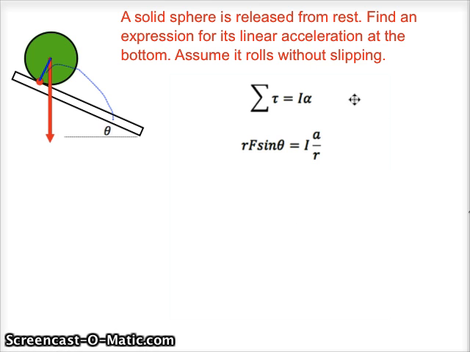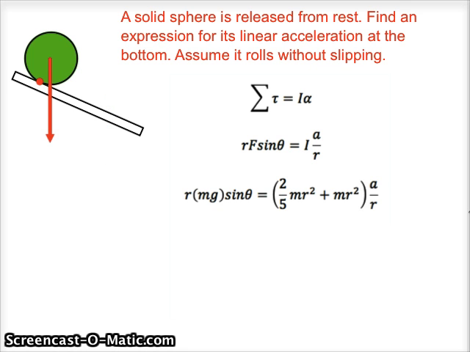We will still need to make a substitution of a over r instead of alpha, because the problem does ask us to find the linear acceleration, not the angular acceleration. The angle that we'll be using is this angle right in here, kind of like we do when we just work with a mass on an incline. That is the same value, theta, as we are typically given at the bottom of the incline. So let's break this down.